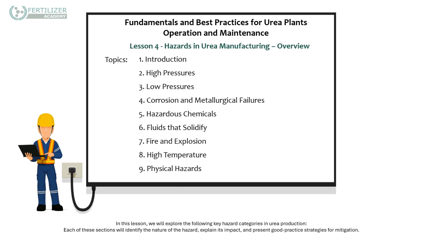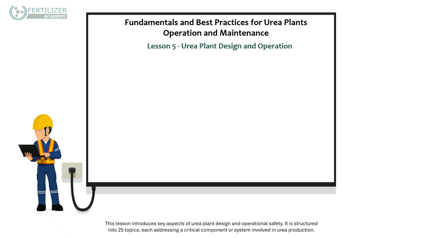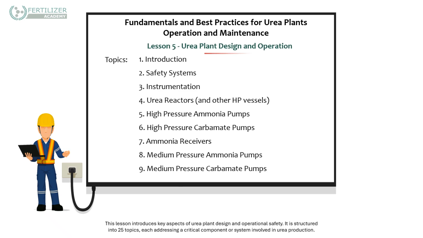Lesson 4. In this lesson, we will explore the following key hazard categories in urea production. Introduction: high pressures, low pressures, corrosion and metallurgical failures, hazardous chemicals, fluids that solidify, fire and explosion, high temperature, physical hazards. Each of these sections will identify the nature of the hazard, explain its impact, and present good practice strategies for mitigation.